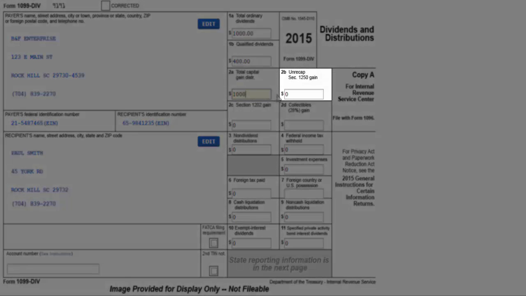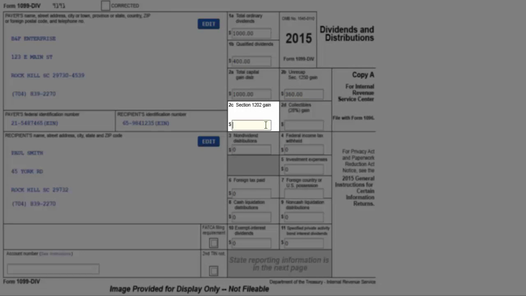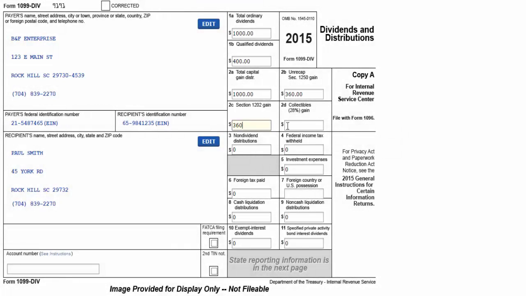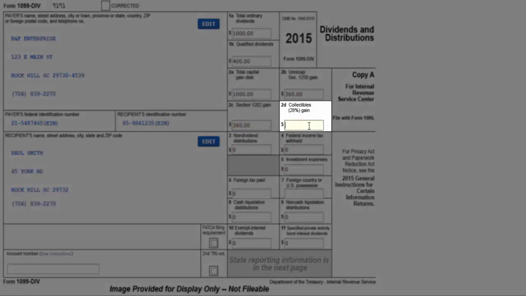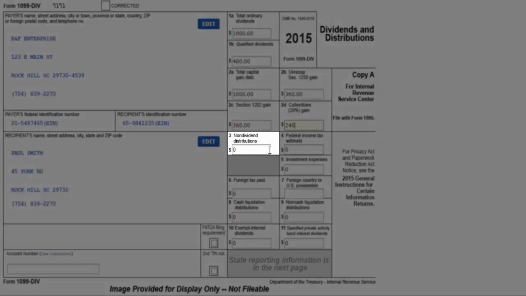Box 2B, enter any amount included in box 2A that is an unrecaptured section 1250 gain from certain depreciable real property. Box 2C, enter any amount included in box 2A that is a section 1202 gain from certain qualified small business stock. Box 2D, enter any amount included in box 2A that is a 28% rate gain from sales or exchanges of collectibles. Box 3, enter non-dividend distributions if determinable.